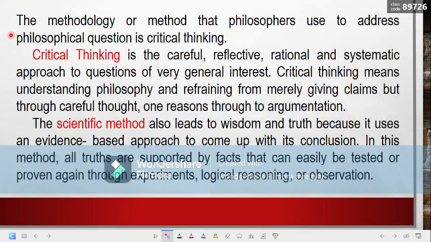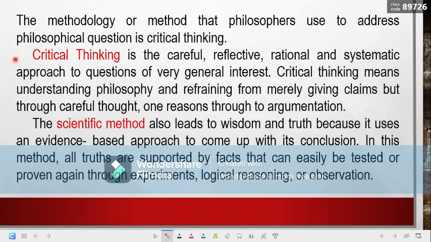Now, the method that philosophers use to address philosophical questions is what we call critical thinking. Now, what is critical thinking? Critical thinking is a careful, reflective, rational, and systematic approach to questions of very general interest. Critical thinking means understanding philosophy and refraining from merely giving claims, but through careful thought, giving one's reasons through argumentation.